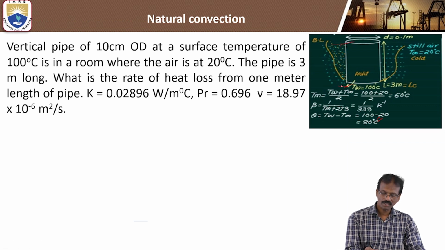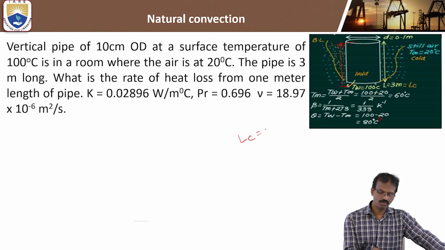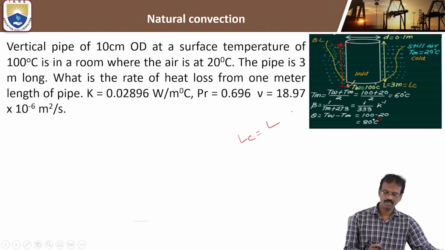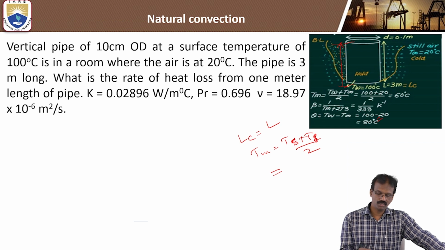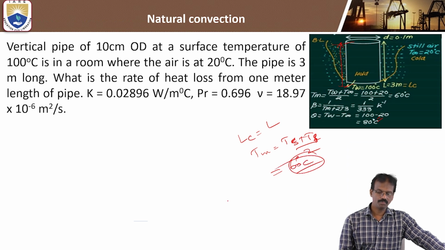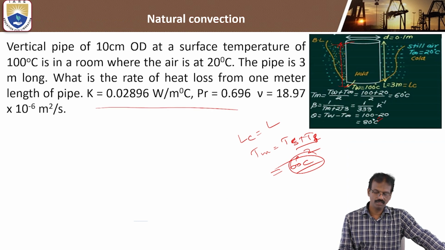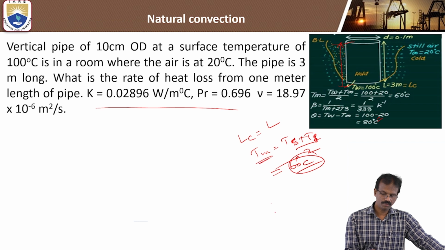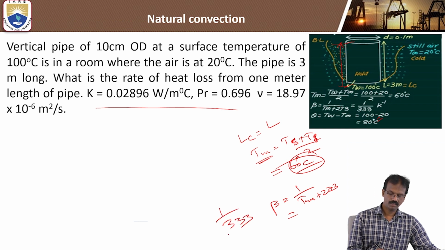So characteristic length means the height of the pipe here. You can take Lc equal to the length of the pipe. Then T mean is nothing but (Ts plus Tf) by 2, which is (100 plus 20) by 2, 120 by 2, 60 degrees Celsius. So by using this property temperature you can find out the properties, but the properties of the fluid are already given. Then you can find out beta, 1 by (T mean plus 273) in Kelvin. So that is 1 by 333.